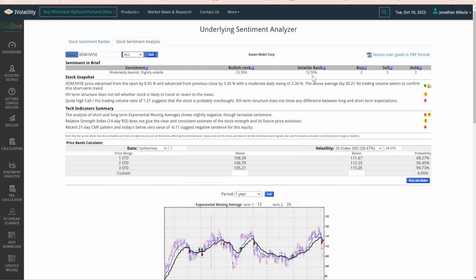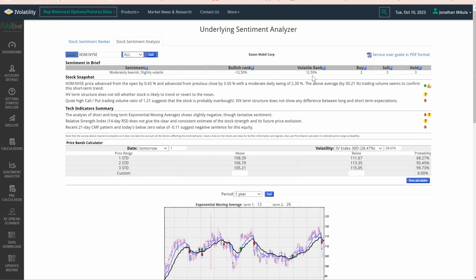Because we have 2 signals right here, not just one. Historical volatility term structure does not tell whether the stock is likely to trend or revert to the mean, right? So is it going to continue higher or is it going to pull back? Based on its current historical volatility level, that's a question mark. That remains to be seen, which makes sense because this is early in the trend change where we're now going back higher.